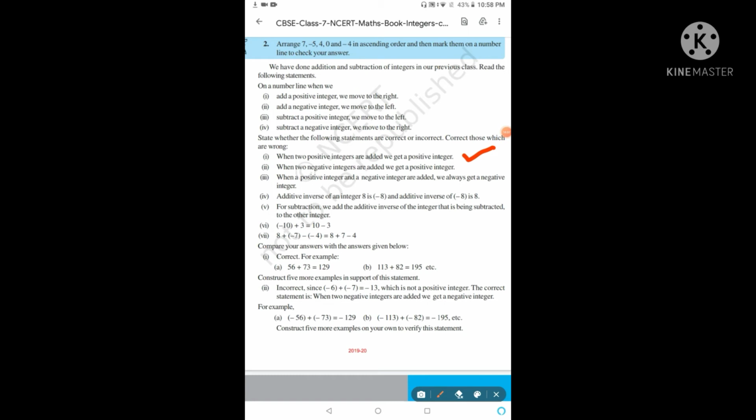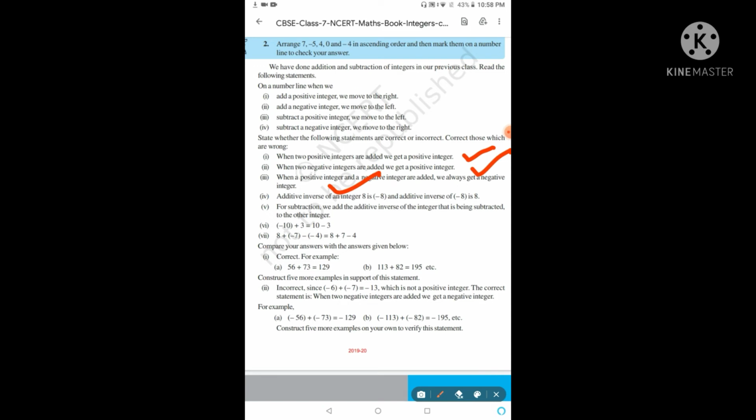When two negative integers are added, we get a positive integer, yes. When a positive integer and a negative integer, meaning plus and minus, are added, we always get a negative integer, yes.